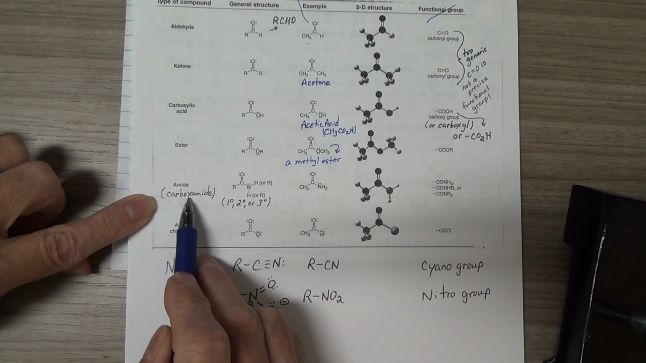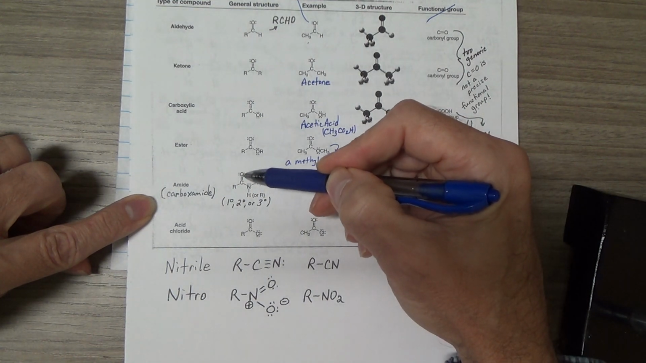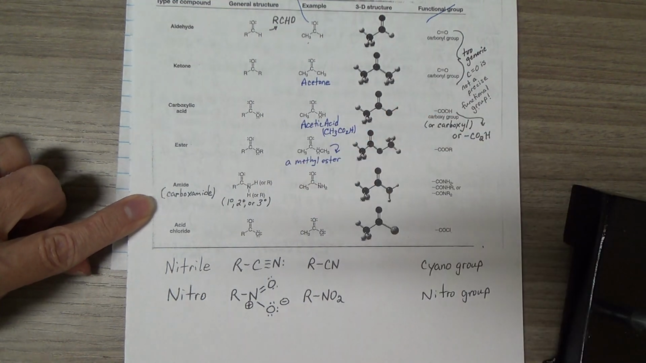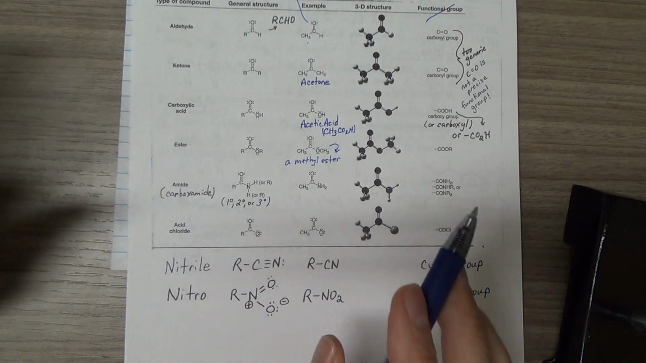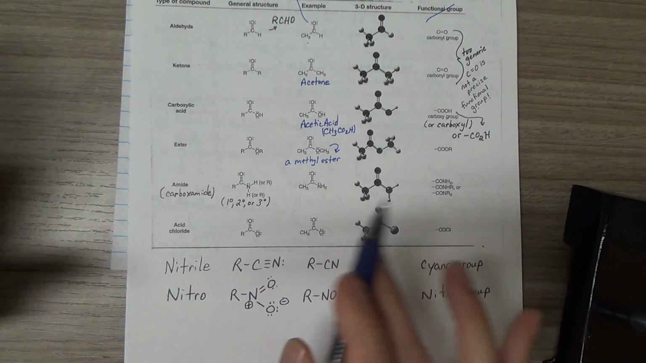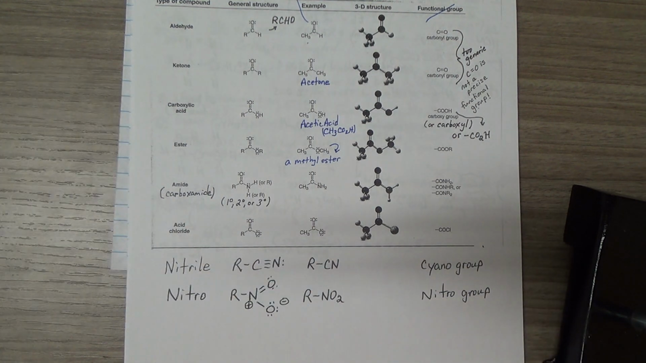But the carbox comes from the fact that it's got the carbonyl group. Okay? Now, it really doesn't explain why the X is there. Can't really explain that, but that's just what they're called. Carboxamides, or for short, you can just call it an amide.